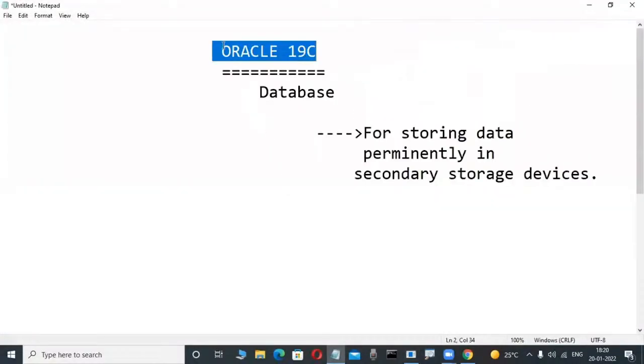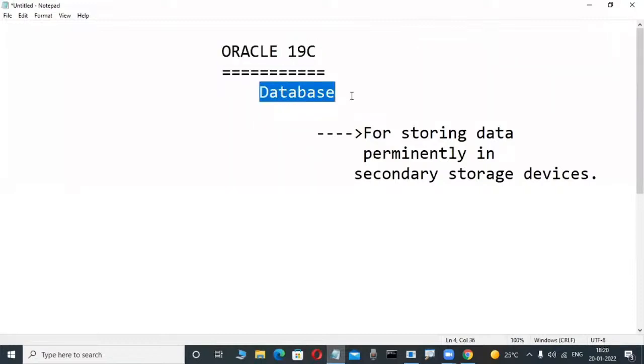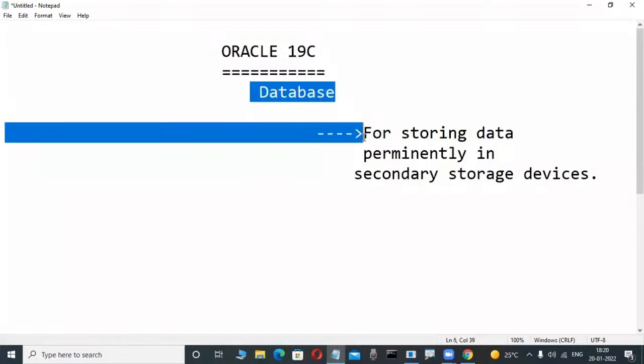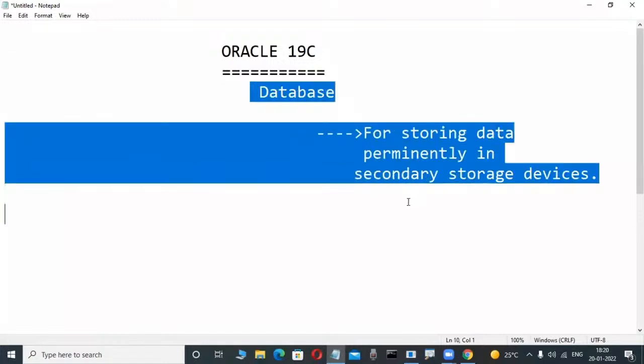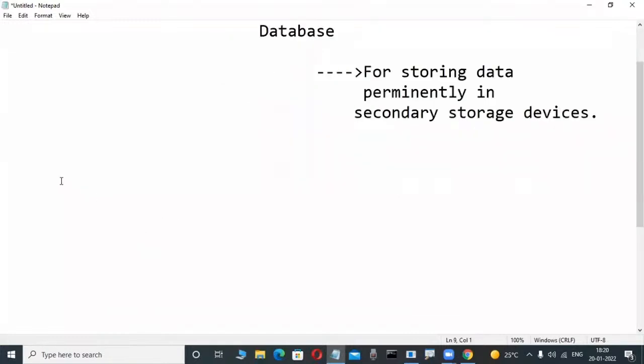Oracle is a database product. What type of database? A relational database. That's why a structured collection of data is stored. But if you want to operate on these relational databases, the Oracle database product, which languages do we use? One language is SQL. SQL means Structured Query Language.